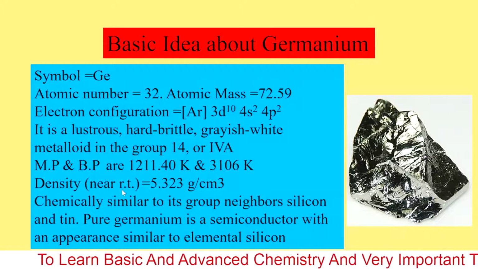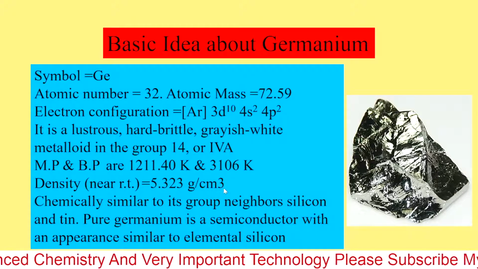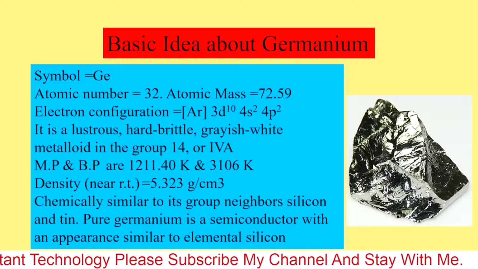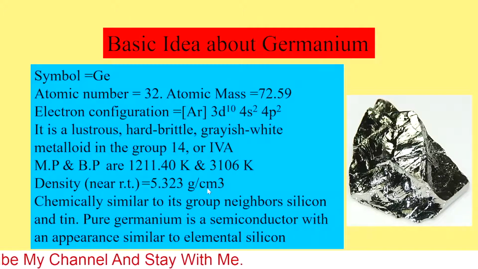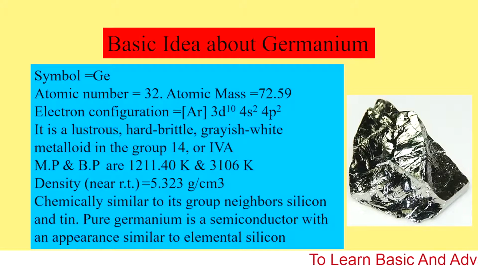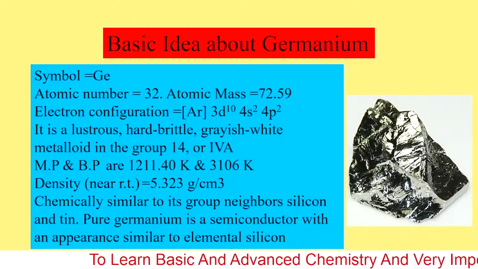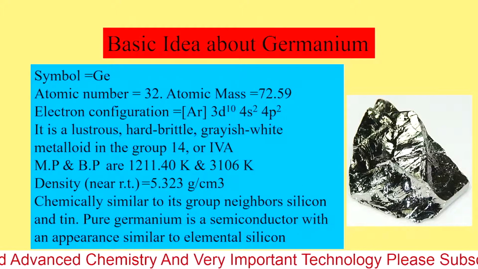Density near room temperature, that means at room temperature, 25 degrees Celsius or 298 Kelvin. At this temperature the density of germanium is around 5.323 gram per cm cube. That means this is 5.32 times heavier than water. So if you take a small chunk of germanium and try to put it over water, it will immediately go underwater. So the density of germanium is 5.32 times more than water.